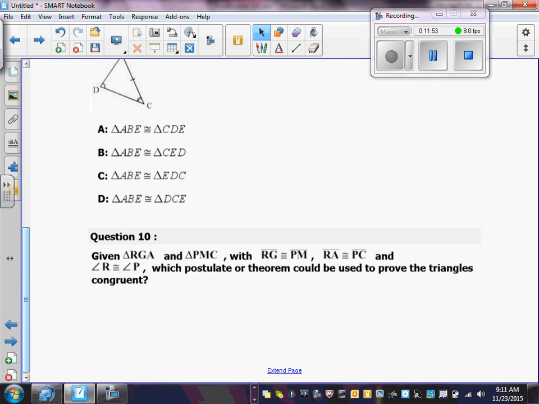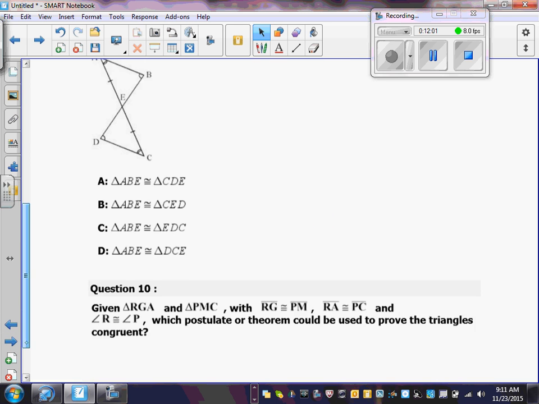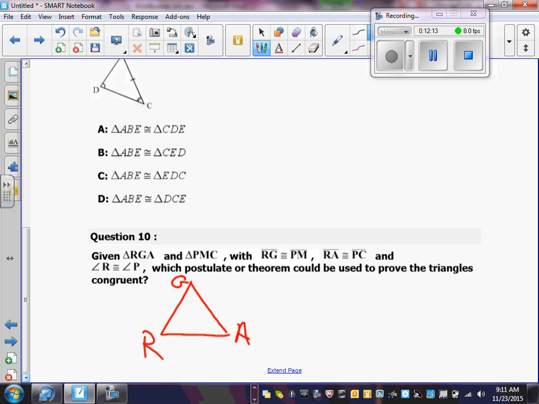Number 10, it's also another easy one, but you have to remember they did not give you any picture, right? You don't see any picture on both pages. So what I recommend is go ahead and draw your own picture and label it RGA the same way the two triangles are labeled. So this is RGA and this one is PMC.